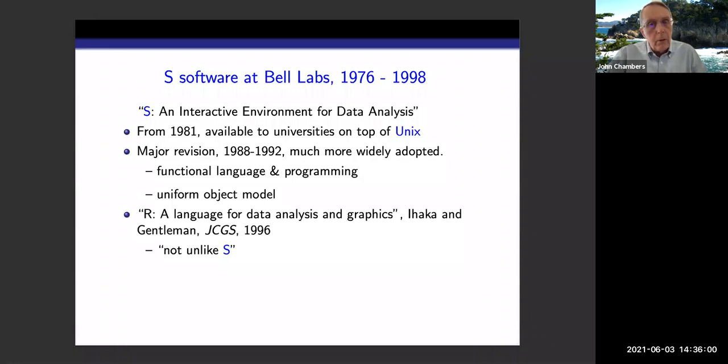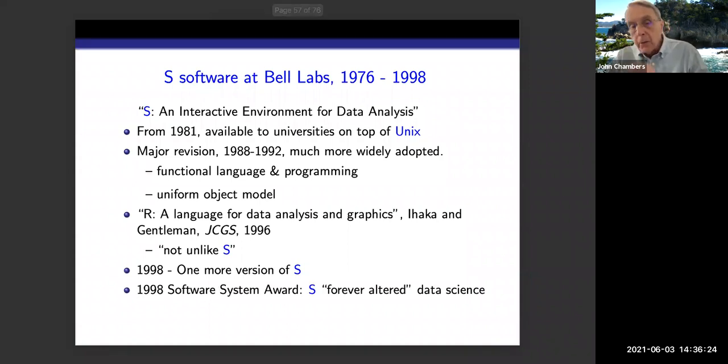Meanwhile, there was still work going on at Bell Labs in further extensions to S. And in 1998, one more version of S came out and another book describing it. This introduced some other new ideas, but it was backward compatible with the version of S that was described in the Blue Book and the White Book. And then in 1998 also, the Association for Computing Machinery awarded S its Software System Award. And the citation says that S had forever altered the way people did data science.